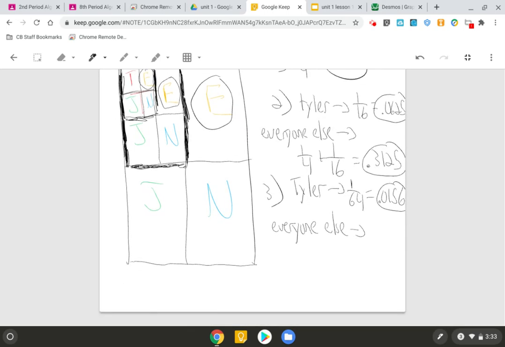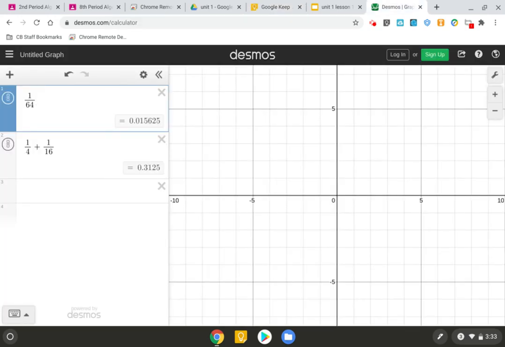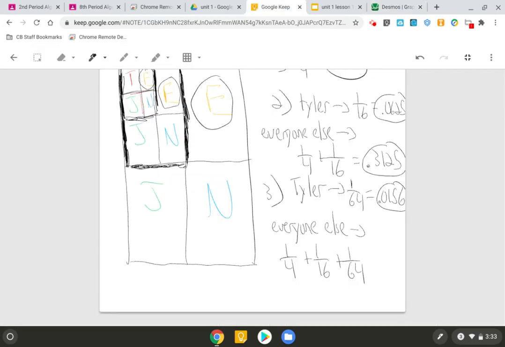Elena had a 4th that she was given initially. Then she was given a 16th. Now she's given a 64th. Okay, as are Jada and as are Noah. So now they have 1/4 plus 1/16 plus 1/64. So we'll round that to 0.3281.